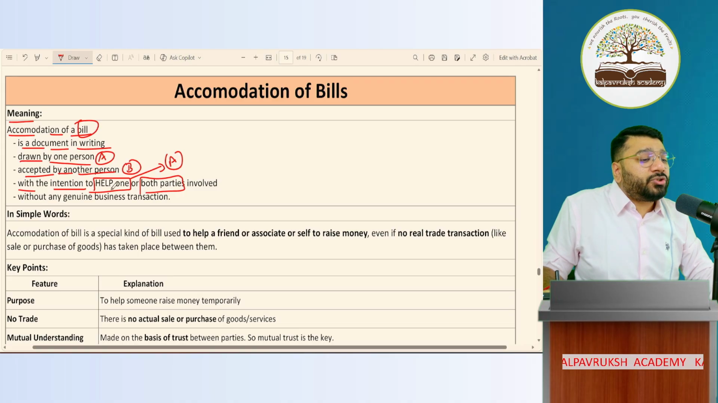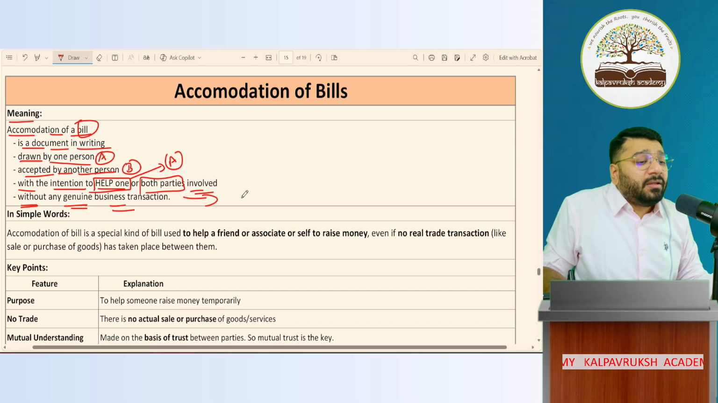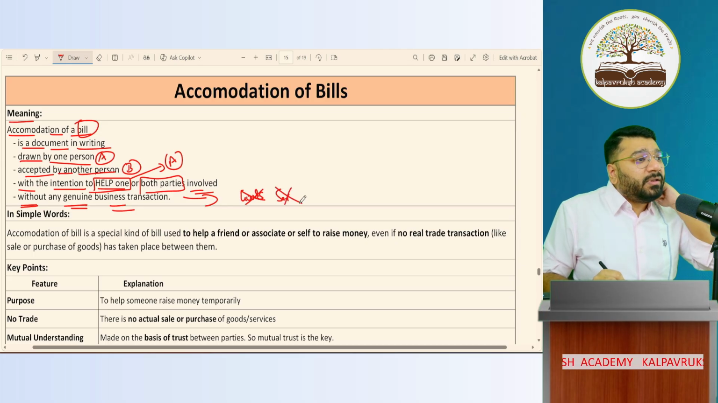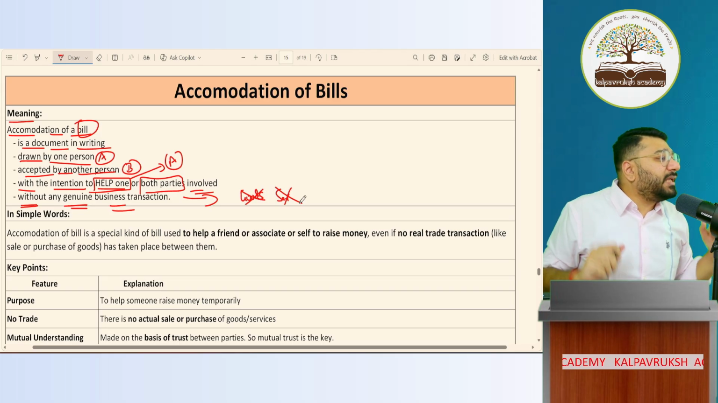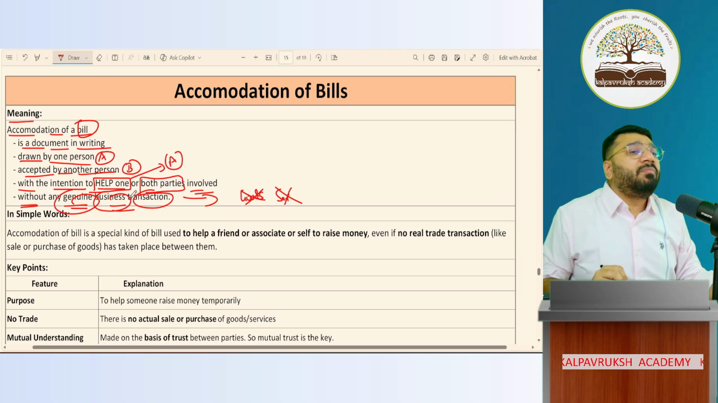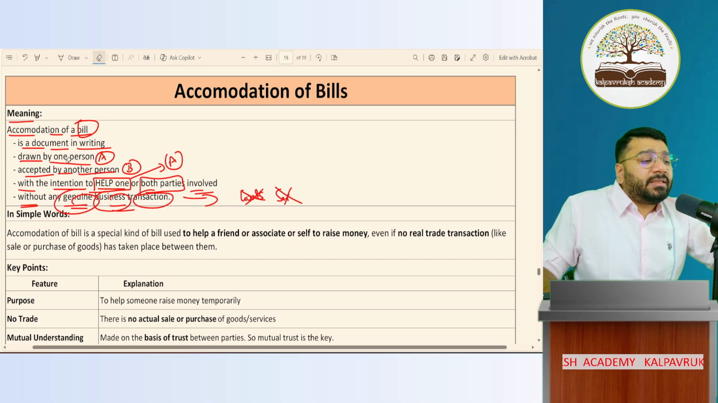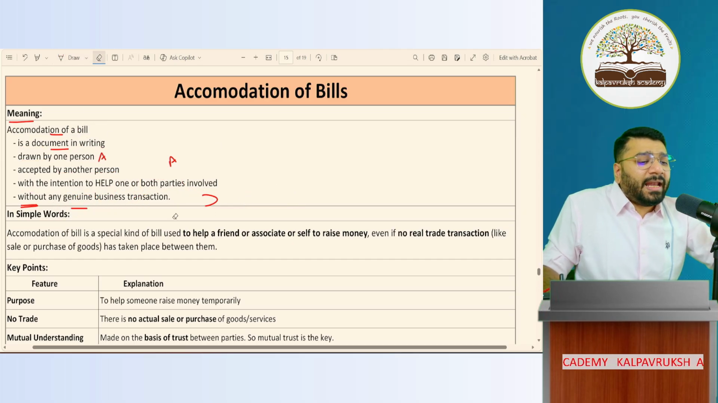So here the intention is to help either one party or both the parties involved where there is no genuine business transaction. What does it mean? Between A and B, there are no goods or services transacted. That means there is no genuine business transaction between party A and party B. This is called accommodation of bill. In this, do you have any doubts? Can I proceed forward?